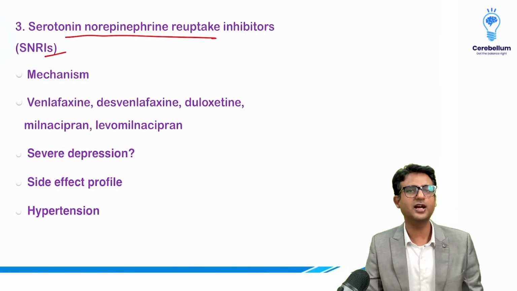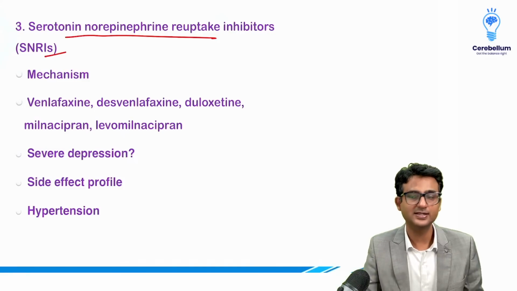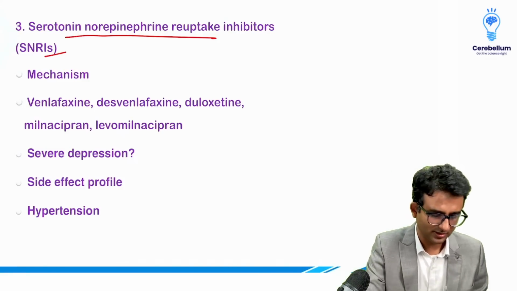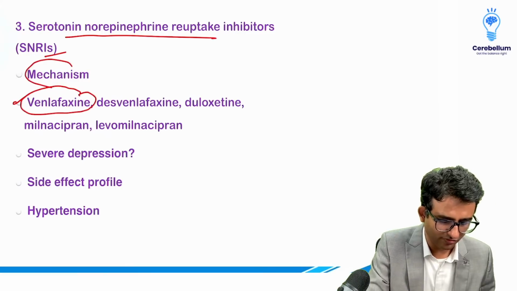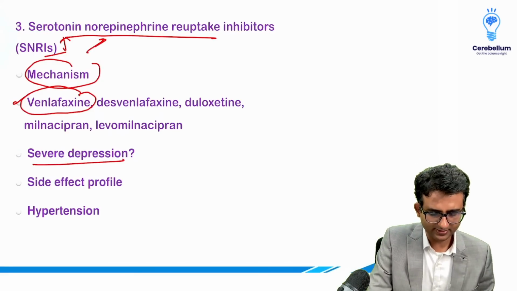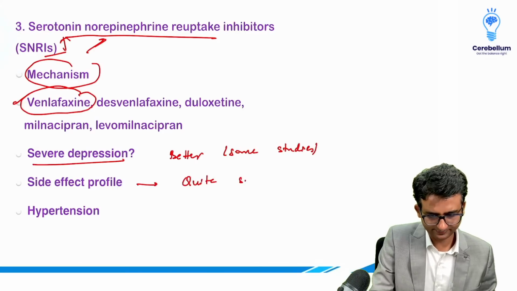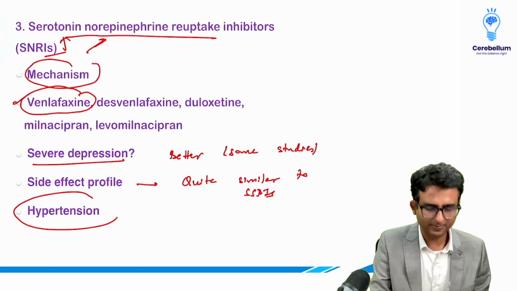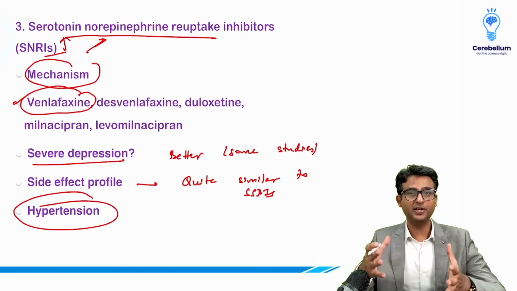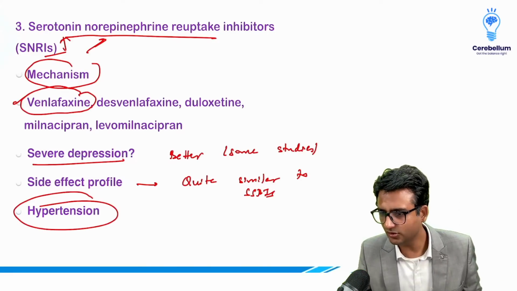SNRIs, a question came in the exam on venlafaxine. They asked a question on venlafaxine. Which of the following drugs is an SNRI? Remember FMGE PYQ. Answer was venlafaxine. Blocks the reuptake of both serotonin and norepinephrine. Sometimes we say that SNRIs are better in severe depression. Some studies say that, not all studies. Side effect profile is quite similar to SSRIs. But there is also hypertension. Why hypertension? Serotonin, norepinephrine reuptake is getting blocked. Levels of norepinephrine go up. If norepinephrine goes up, hypertension will result, of course.